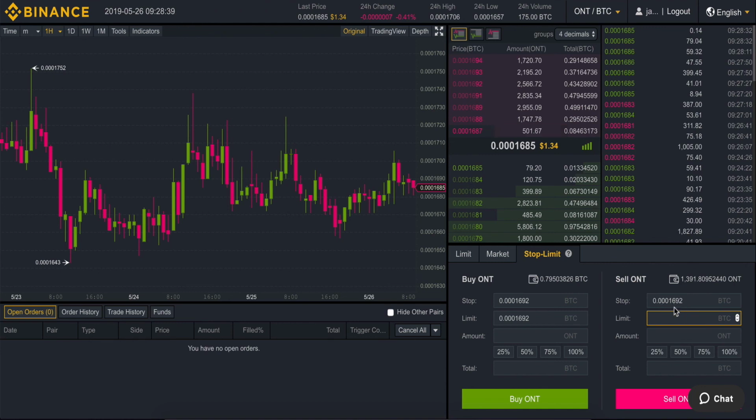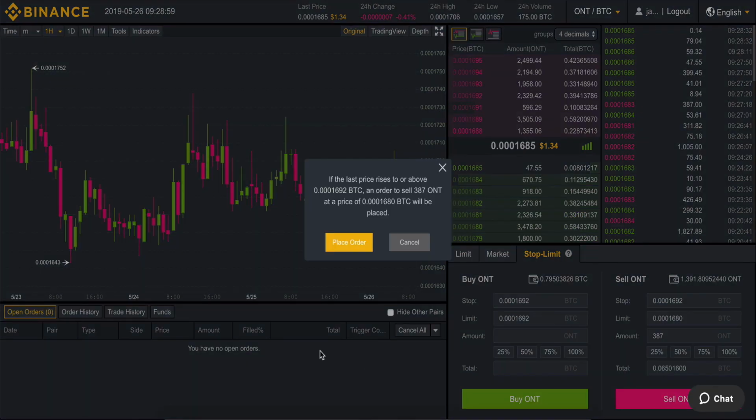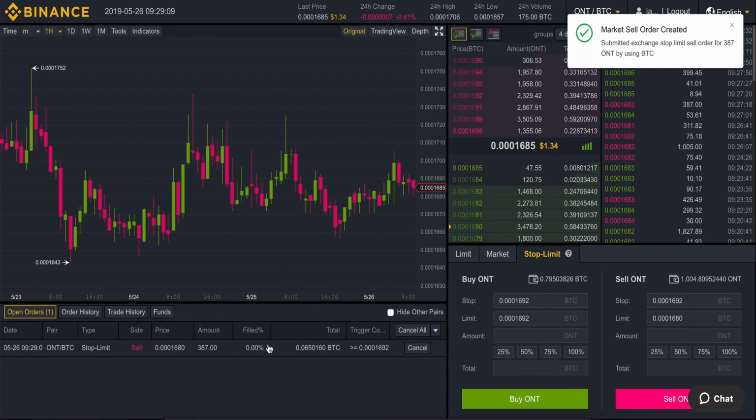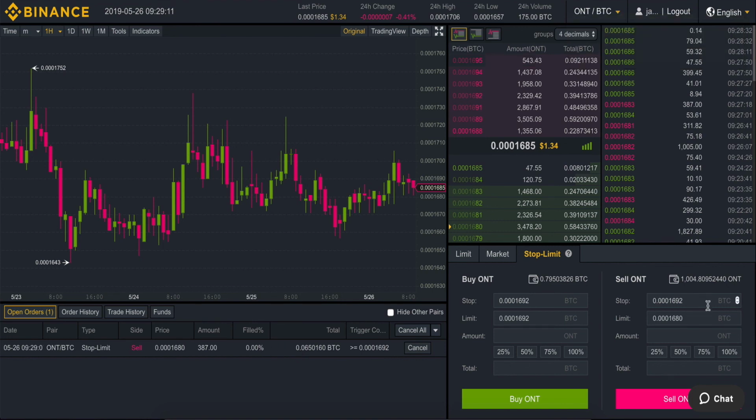So for example, maybe I want to put 1692 as the stop price, and then I want to sell it at maybe 1680, for example. The amount 387. Then we would go ahead and put a sell like so. You can see if the last price rises to or above this price, the order will sell. So click place order, and then we can see here it's in the books. So once it reaches this price, it will put the order on the books at 1680.